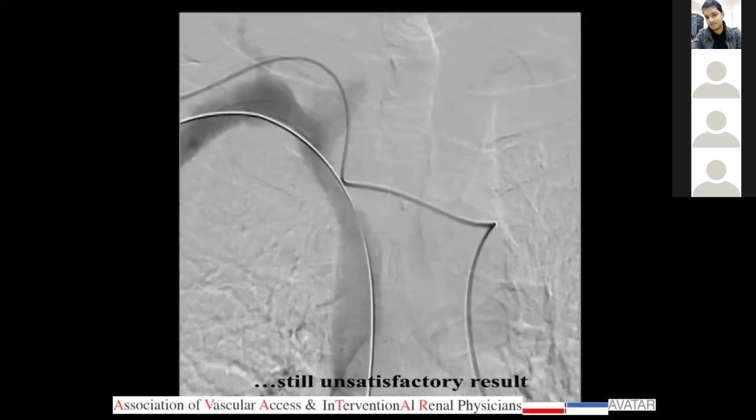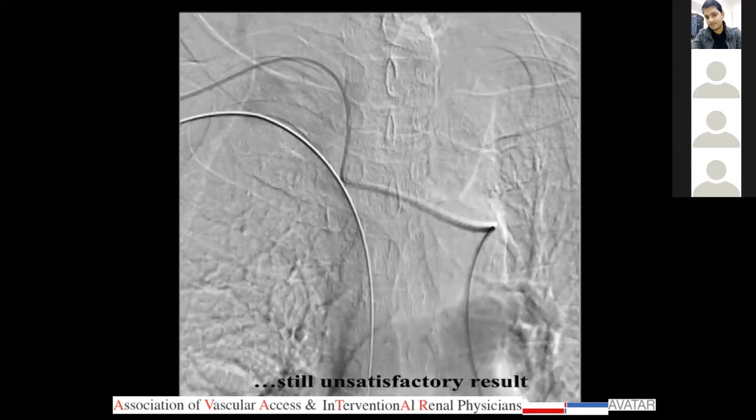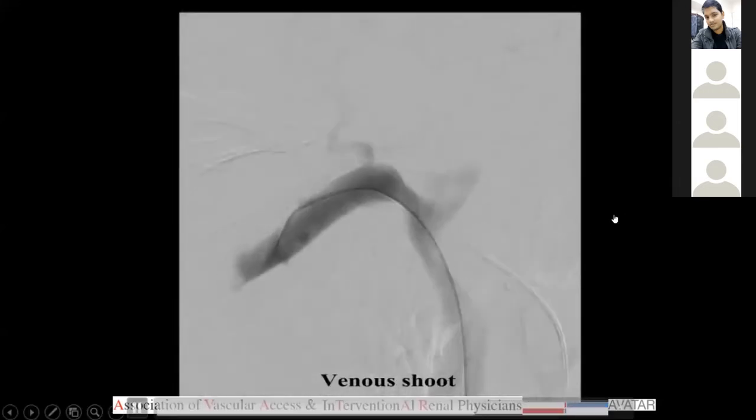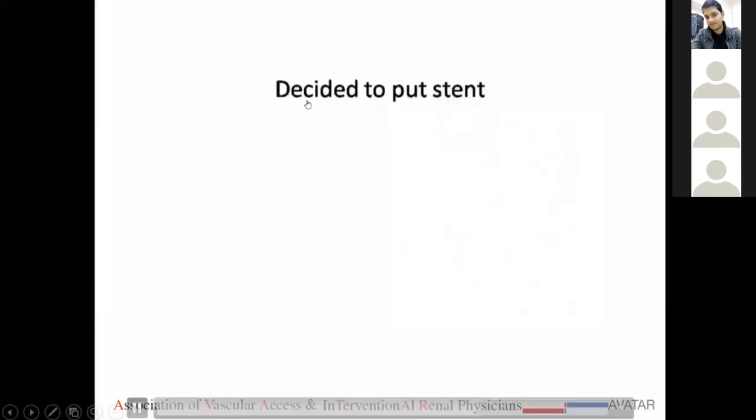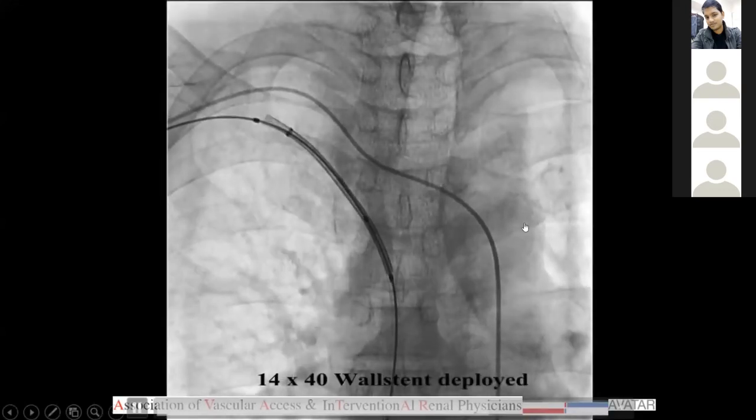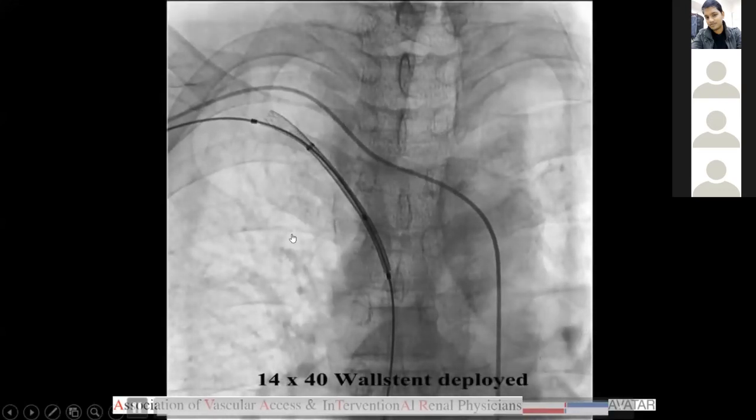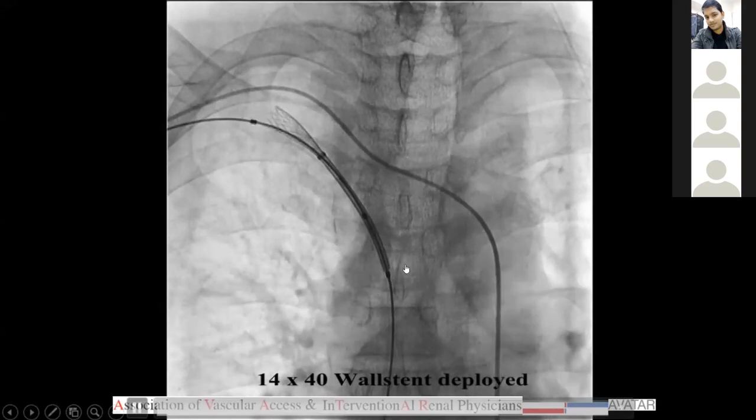Again you do a check angio. Still the result is not very satisfactory. But if you see, the collaterals have reduced. So this is the time when you put a stent, and this is how the stent is deployed. So, a long stent.